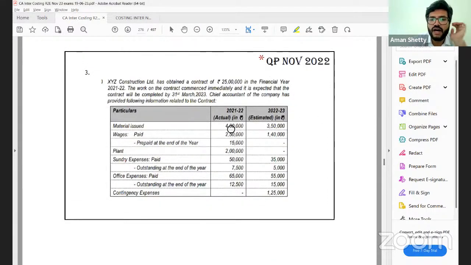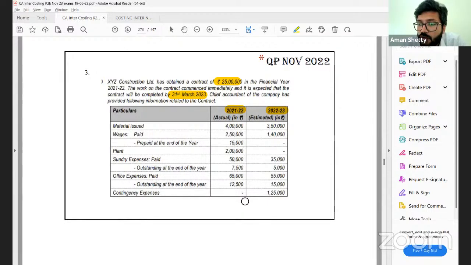Now XYZ Construction Limited has obtained a contract of 25 lakh. In the financial year 21-22, the work on the contract commenced immediately and it is expected that the contract will be completed by 31st March 23. The chief accountant of the company has provided the following information. 21-22 actual, 22-23 estimated is given. Material issued, wages paid, prepaid at the end, then outstanding.